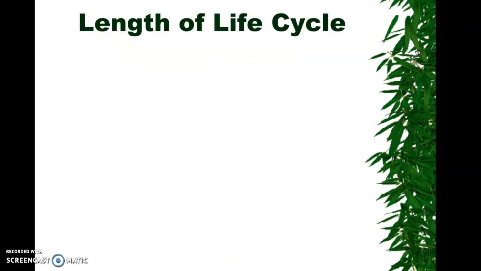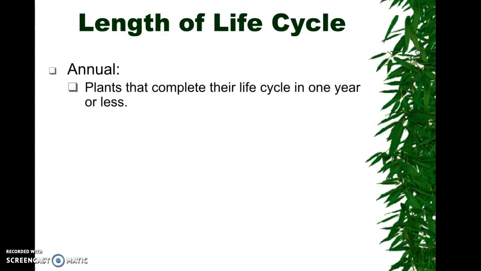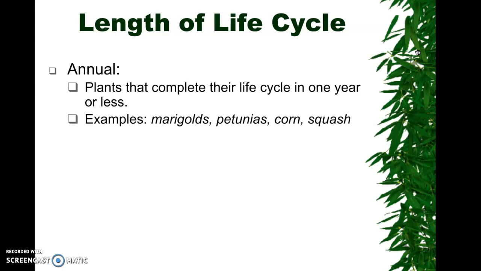Now, in the plant world, there are different lengths of life cycles. The first one is an annual. Annuals are plants that complete their life cycle in 1 year or less. They don't go past that 1 year mark. So they have a relatively short life cycle. Think of plants that do not come back during more than 1 year. Examples would be plants like marigolds, petunias, squash, and corn.